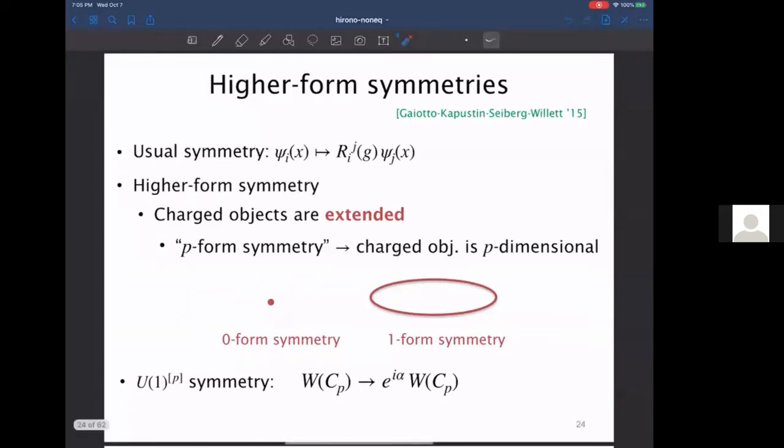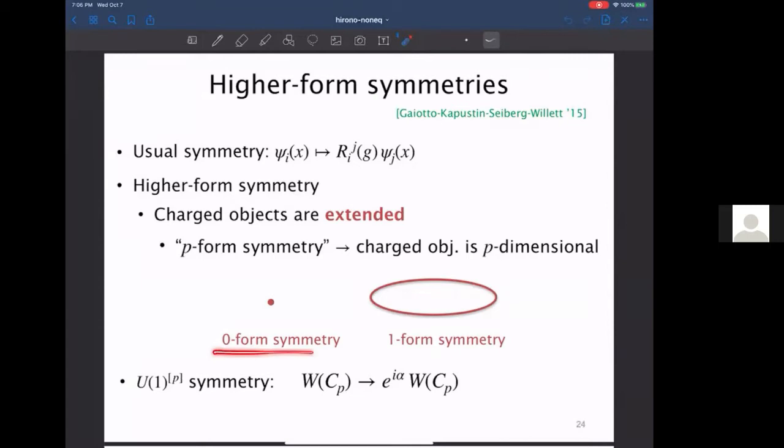And this is a generalization of symmetry in some sense. So in the case of a usual symmetry, there's some field which is transformed under certain symmetry with some representation like this. And the defining feature of the so-called higher form symmetry is that the charged object under this symmetry can be an extended object. So they are referred to as p-form symmetry, where p is an integer. And for a p-form symmetry, the corresponding charged object is a p-dimensional object.